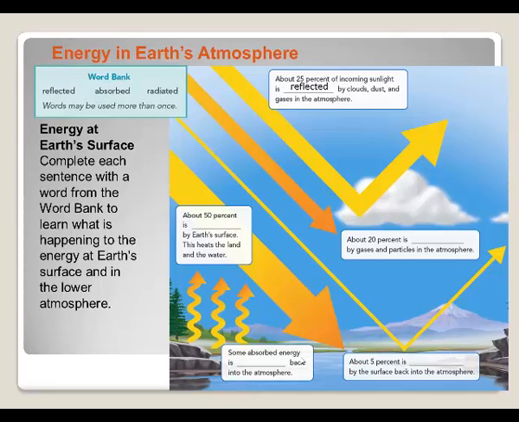So looking at the top here, about 25% of incoming sunlight is reflected by clouds, dust, and gas in the atmosphere. About 50% is absorbed by Earth's surface, and this helps to heat the land and the water. About 20% is absorbed by gases and particles in the atmosphere, which is good. This process helps us to heat our planet.